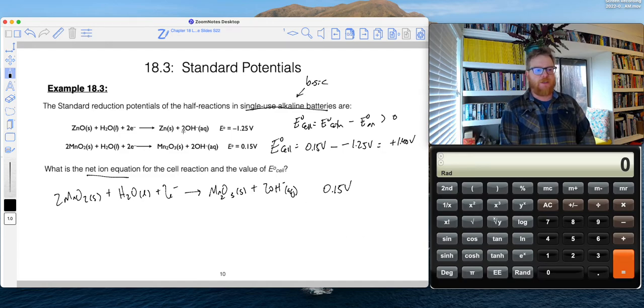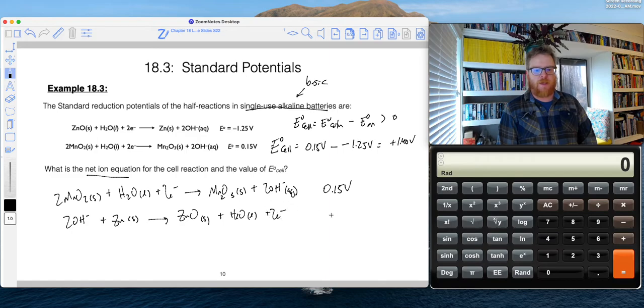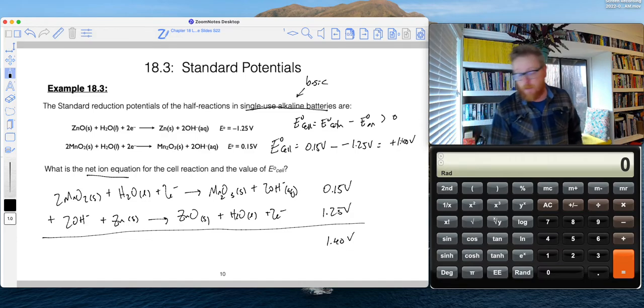So now I want to flip this one, and you notice they're both 2 electron processes, so that's great. I don't have to multiply by any numbers or anything like that. So I'm just going to flip that reaction: 2OH minus plus zinc solid, and now that makes zinc oxide and some liquid water and my 2 electrons. And of course, I flip the reaction, so I flip the sign of the cell potential. And now you can see when we add those together, that's going to give me my 1.40 volts that I came up with before.